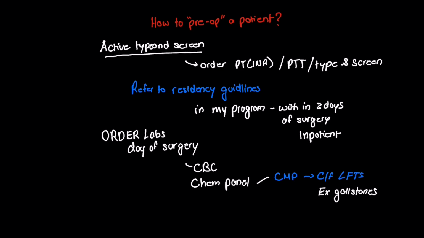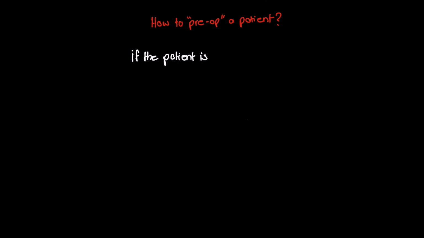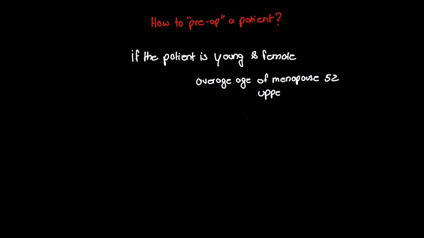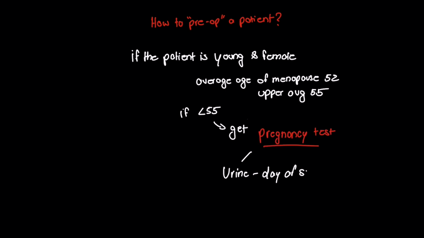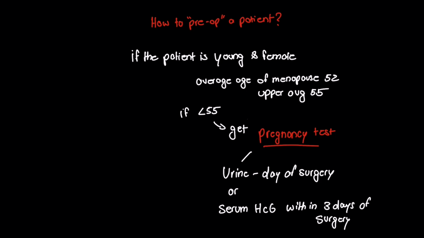Next, if the patient is relatively young and female, the average age of menopause is 52, and the upper average is 55. So if they are below 55, I absolutely get a pregnancy test. Urine is fine for the day of surgery, but you can get a serum HCG, as some institutions allow this to count for a longer period of time than the regular urine test.